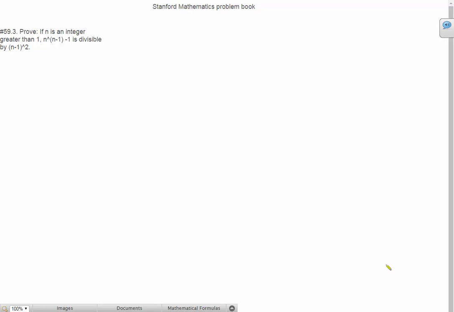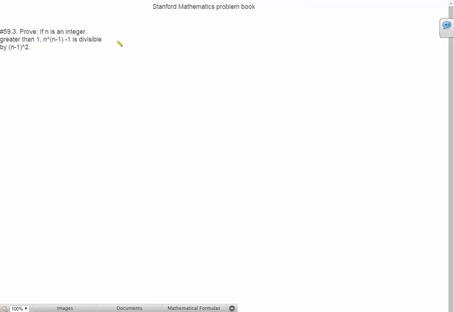It's problem number 59.3, and it's a pretty tough problem, and it's based on number theory, which I love. That's why I decided to post it over here. So the problem says, prove if n is an integer greater than 1, n raised to n minus 1 is divisible by n minus 1 squared.